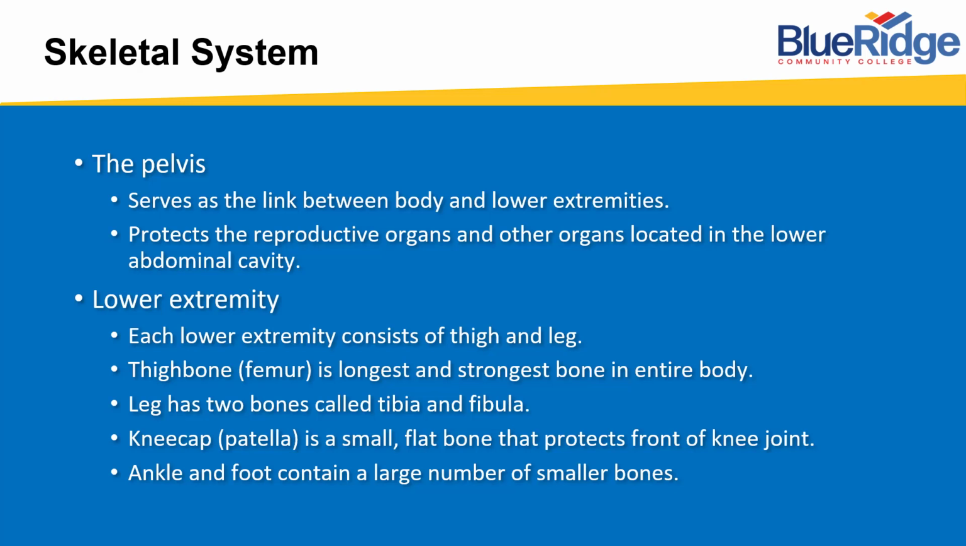The leg has 2 bones called the tibia and the fibula. The kneecap, which is known as the patella, is a small flat bone that protects the knee joint. The ankle and foot contain a large number of smaller bones as well.